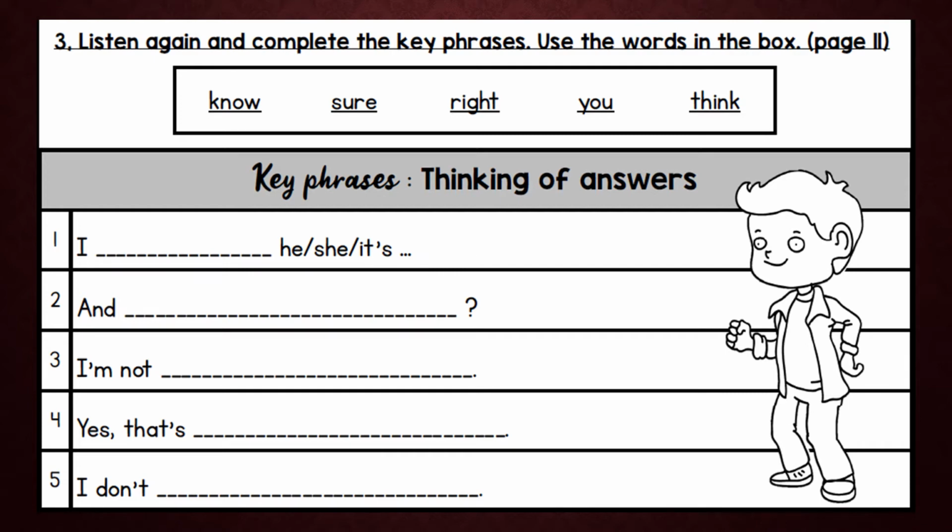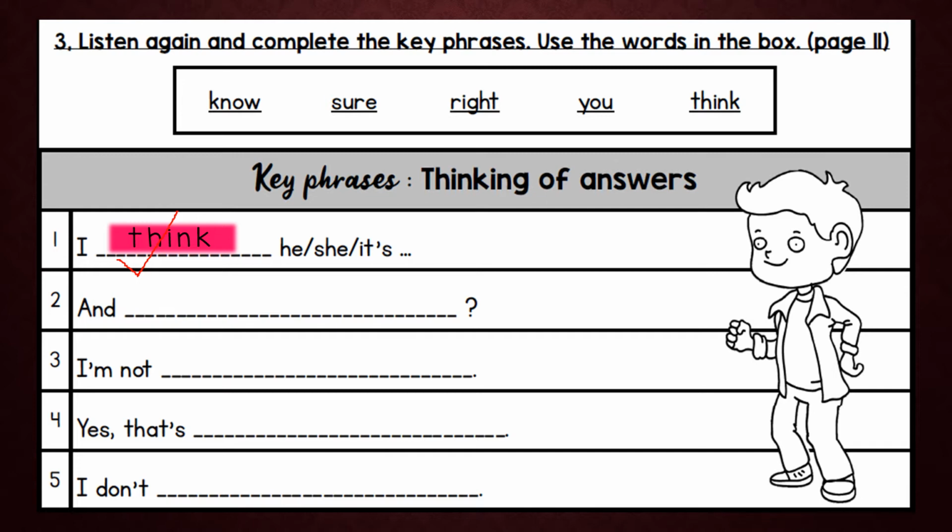Are you done with your handout? Okay, take out your red pen so we can check your answers together. You were supposed to write these words from the box in the blanks. Let's check your answers together. Number 1, I think. I think. If you have this correct, put a tick on your handout.